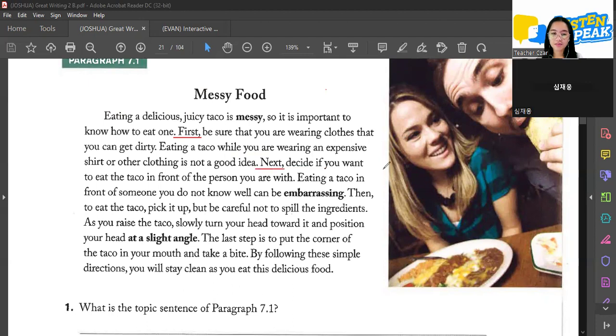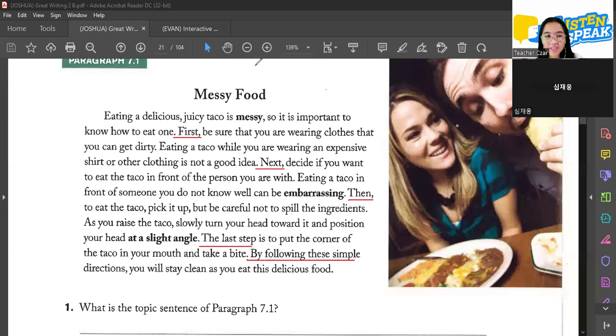Next, decide if you want to eat a taco in front of the person you are with. Eating a taco in front of someone you do not know well can be embarrassing. Then to eat a taco, pick it up, but be careful not to spill the ingredients. As you raise the taco, slowly turn your head toward it and position your head at a slight angle. The last step is to put a corner of the taco in your mouth and take a bite. By following this simple direction, you will stay clean as you eat this delicious food.